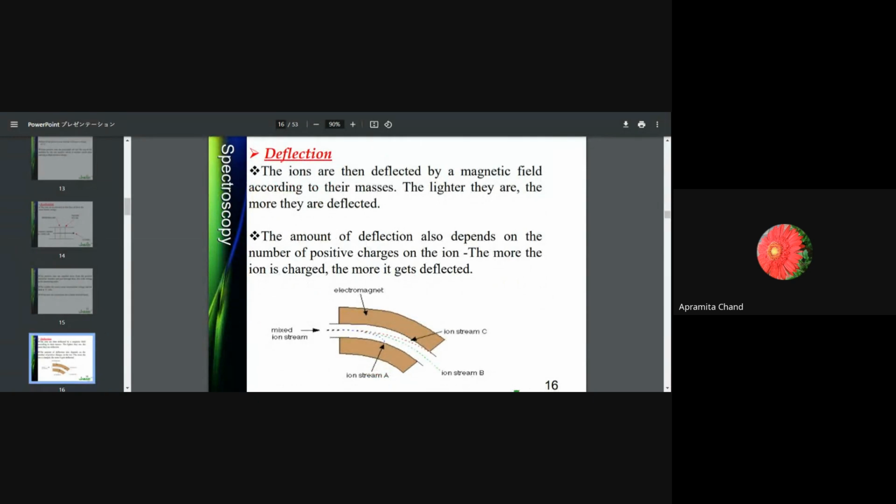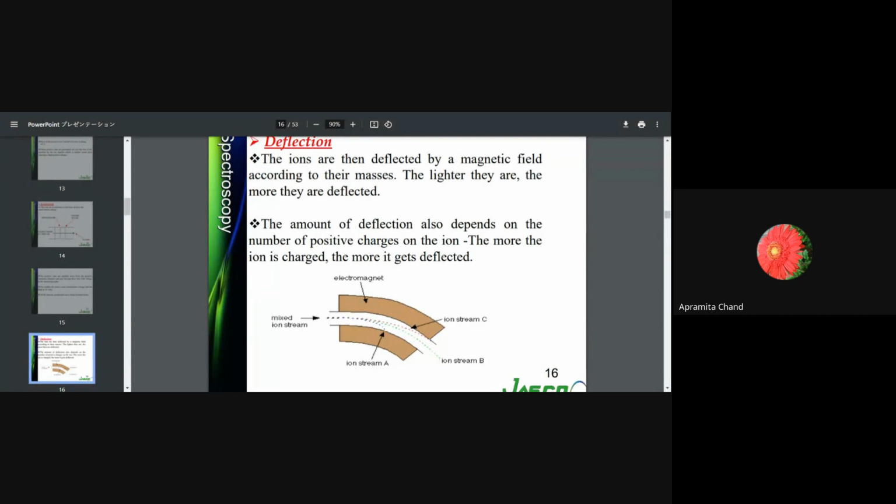Now the ions are then deflected by a magnetic field, according to their masses. The lighter they are, the more their deflection. And it also depends on the number of positive charges on the ion. The higher the ion charge, the more the deflection. So the amount of deflection is dependent on 2 factors: one, how light they are, and another, how much charge there is.